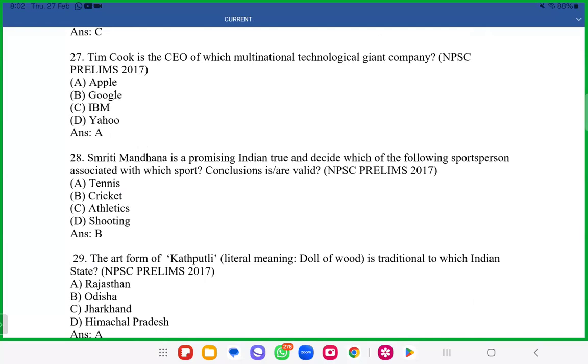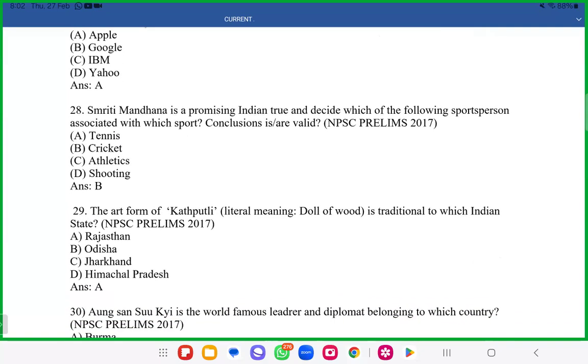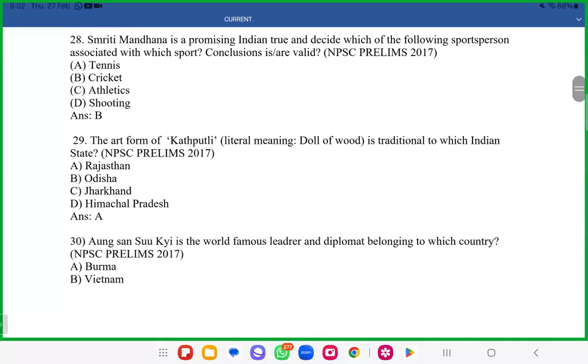Smriti Mandhana is the promising Indian cricketer. Decide which of the following sports she belongs to. It will come under sports or persons in news. Then, the art form of Kathputli, literally meaning doll of wood, is traditional to which Indian state? This was a part of art and culture as well, so this is important for your mains too. Also, Kathputli was in the news in 2017.